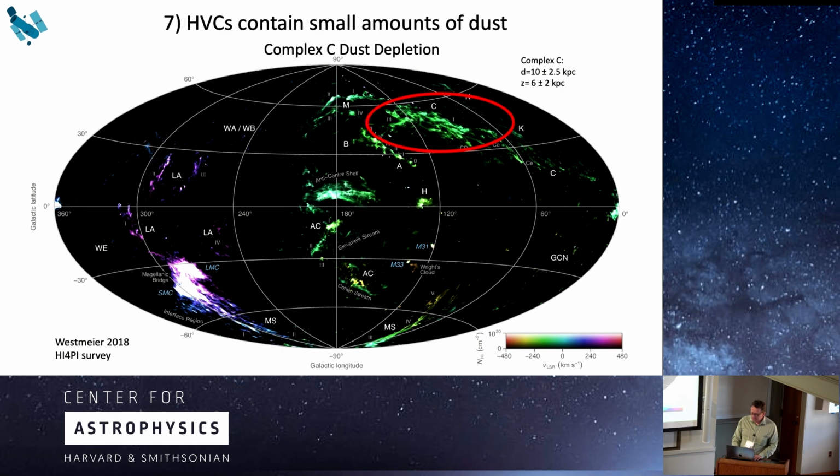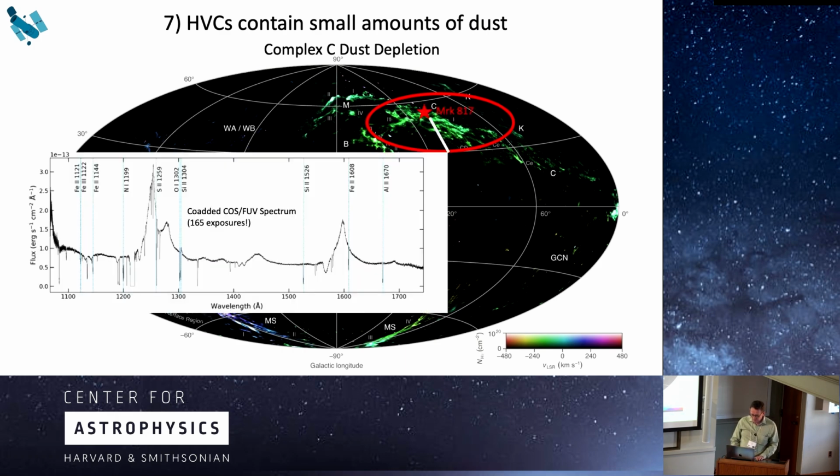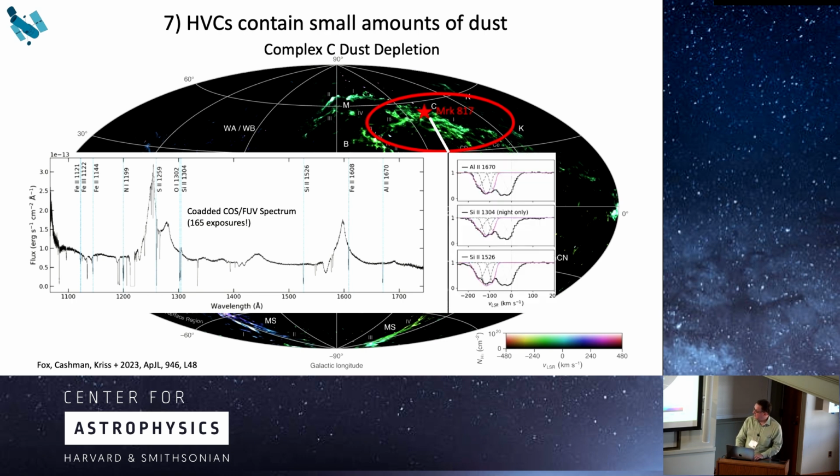So if we take complex C, which is this big cloud up here, and we look at a background quasar, we were able to use an extremely high-quality COS spectrum of a quasar, Markarian 817, that lies behind this cloud. If there's any COS enthusiasts out there, please ask me about this later. This is a coadd of 165 exposures, where they looked at the same quasar every day for 6 months for a different program. If you add all that data up, you get incredible quality spectra with unbelievable signal to noise. So we can do a chemical composition analysis of anything along the line of sight. And that includes complex C, which happens by good luck to lie right in front of this quasar.